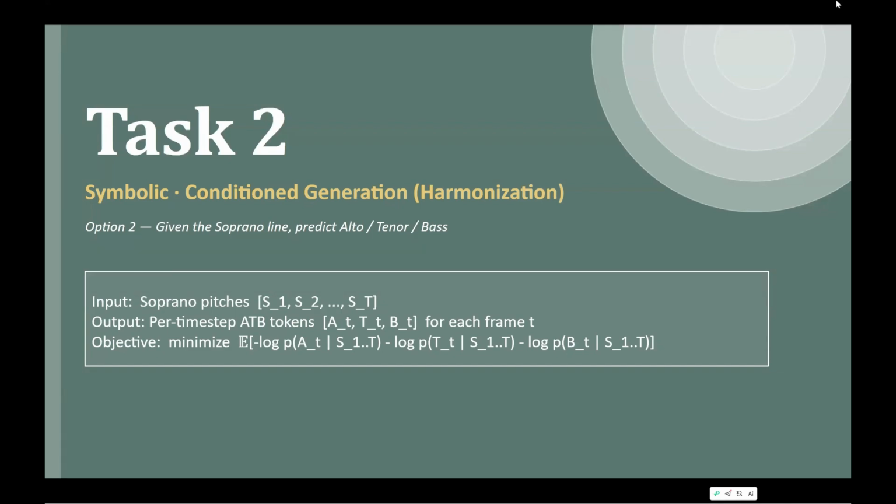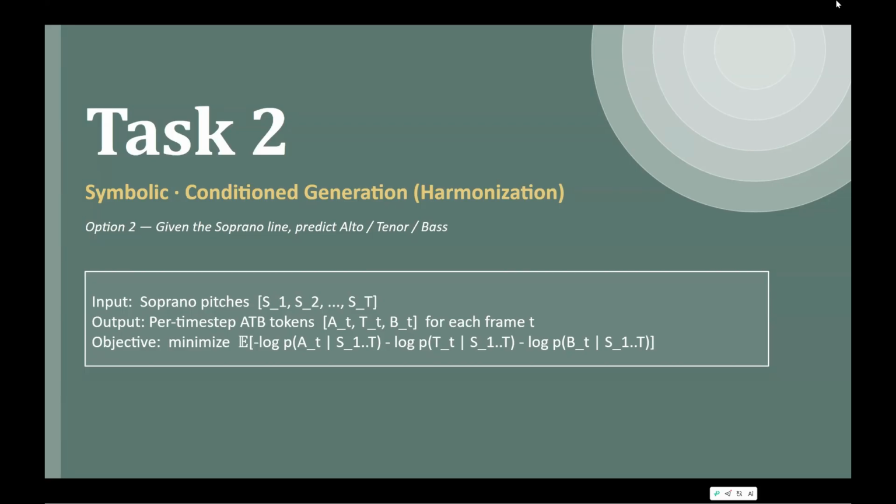For task 2, we do conditional symbolic generation. Here, the model is not generating music from scratch. Instead, we give it the soprano melody as input, and the goal is to generate the other three voices, alto, tenor, and bass. So this task is basically harmonization.